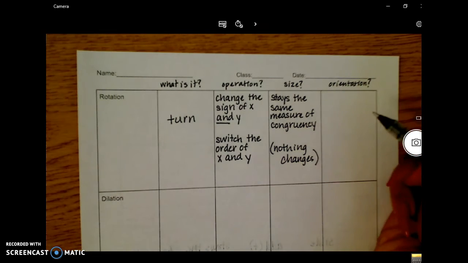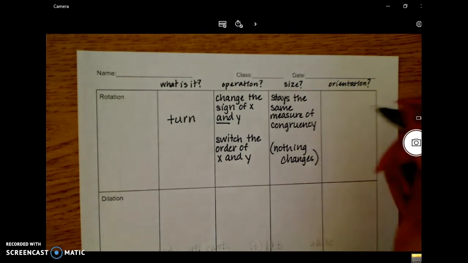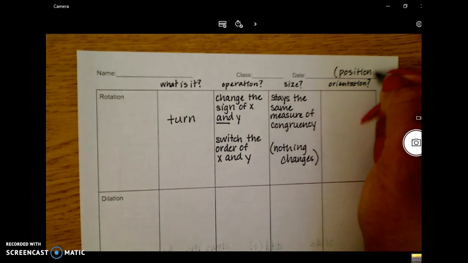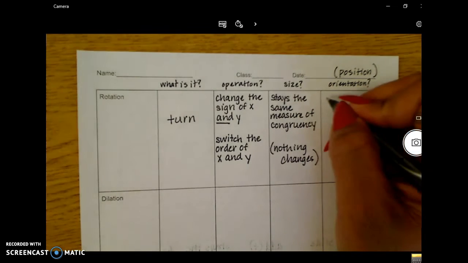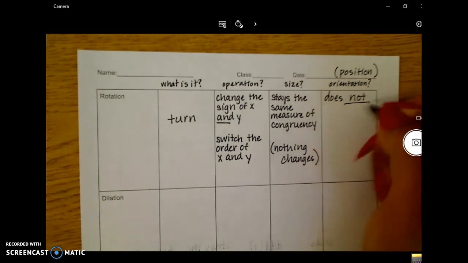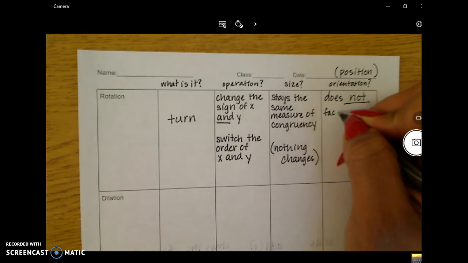And then for the orientation or the positioning, so we can make ourselves a note that this means position. It does not face the same way.